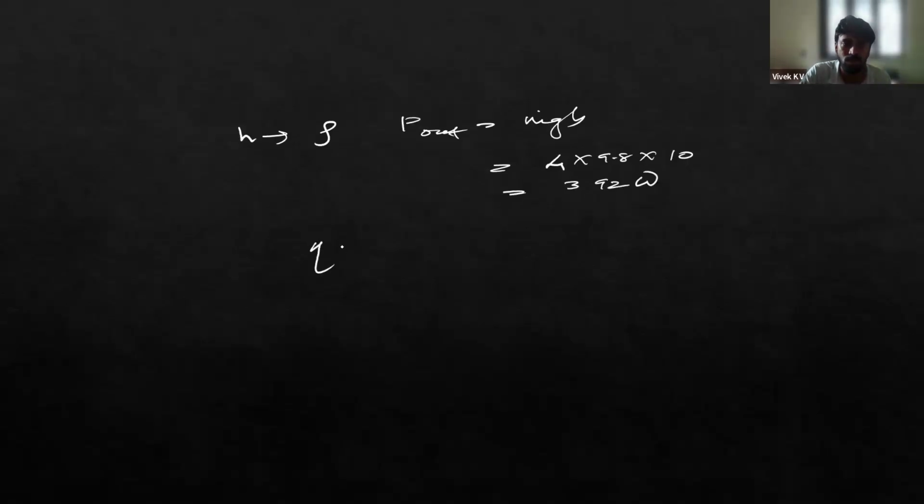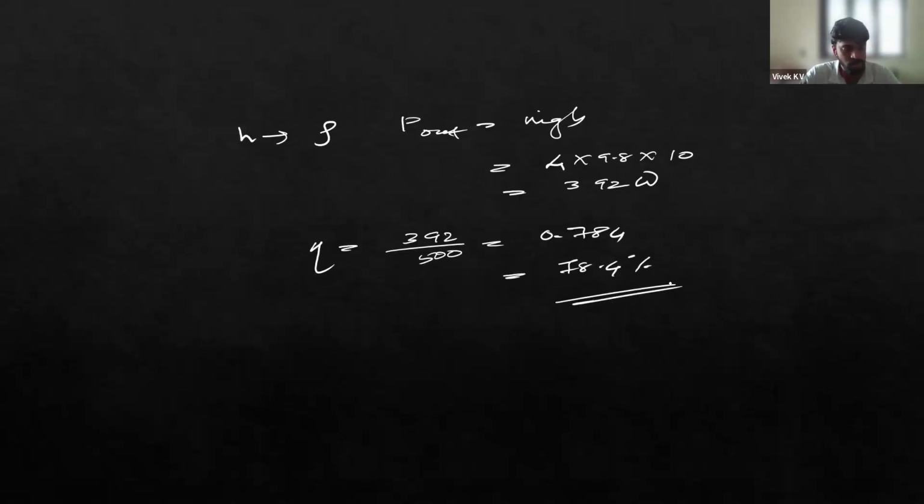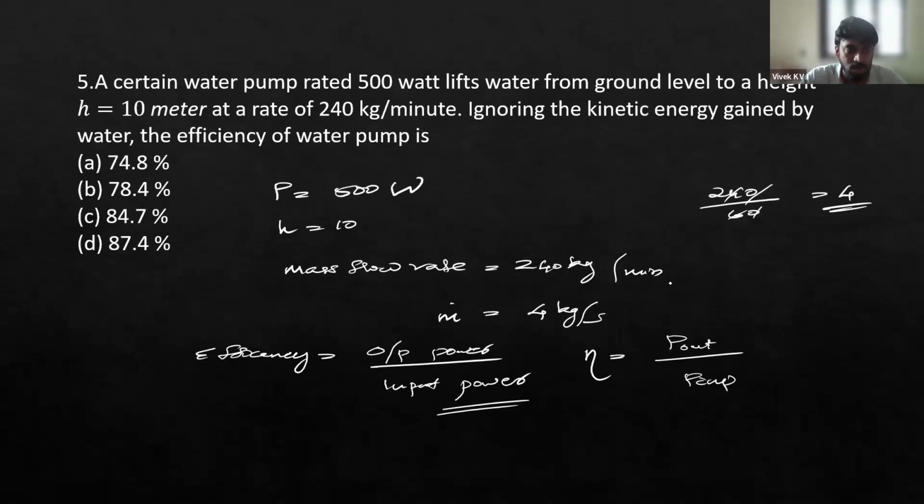Now we know that efficiency is nothing but output power, 392 watt, by input power, which is 500, the input power of the motor. On solving this, you are going to get 0.78784, which is 78.4% in terms of percentage. 78.4% is the answer. So the answer will be option B.